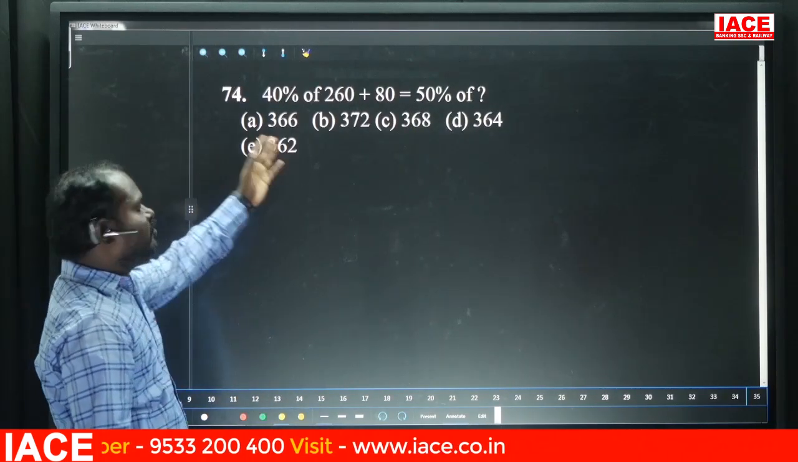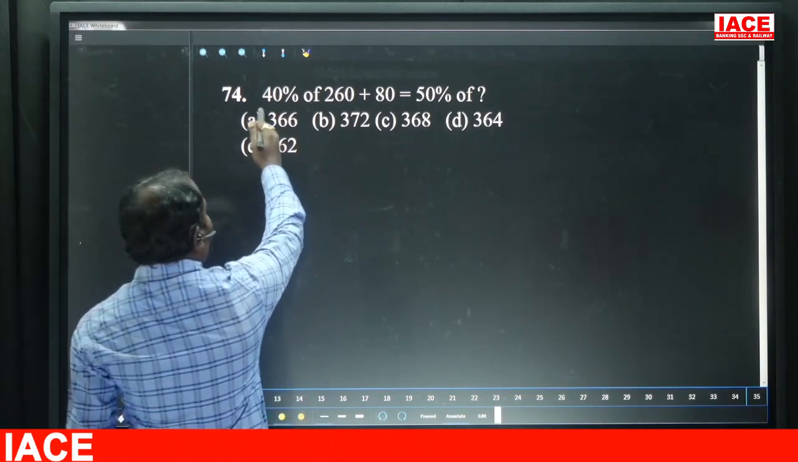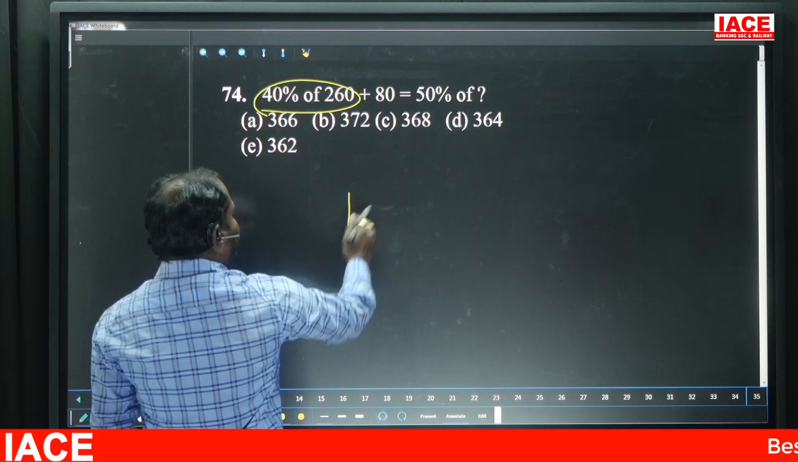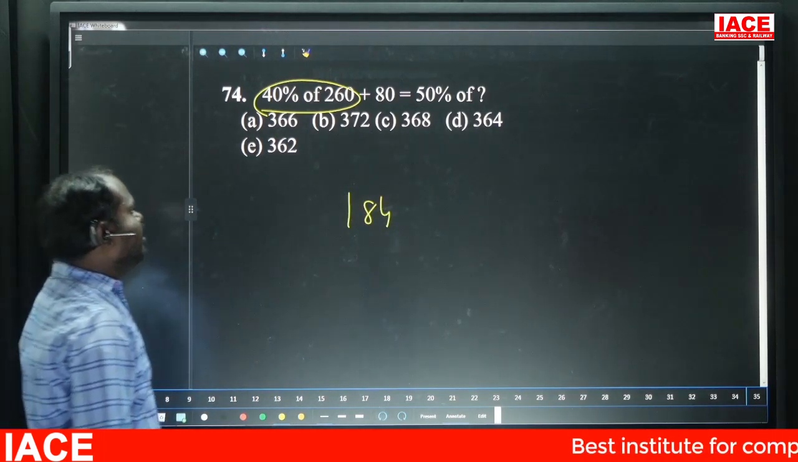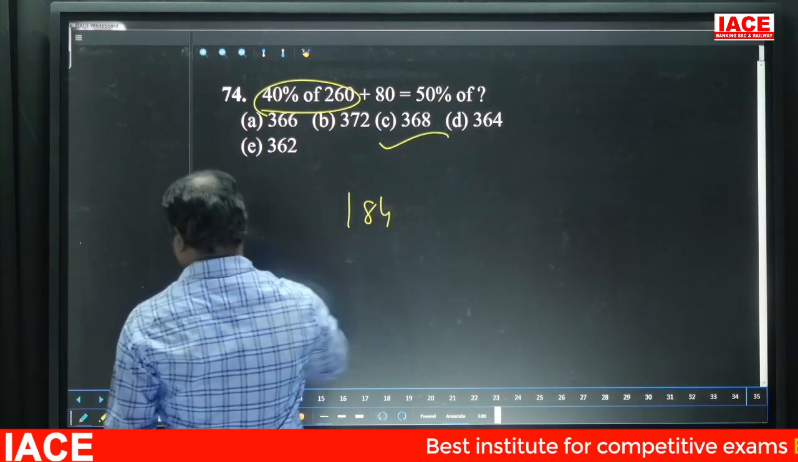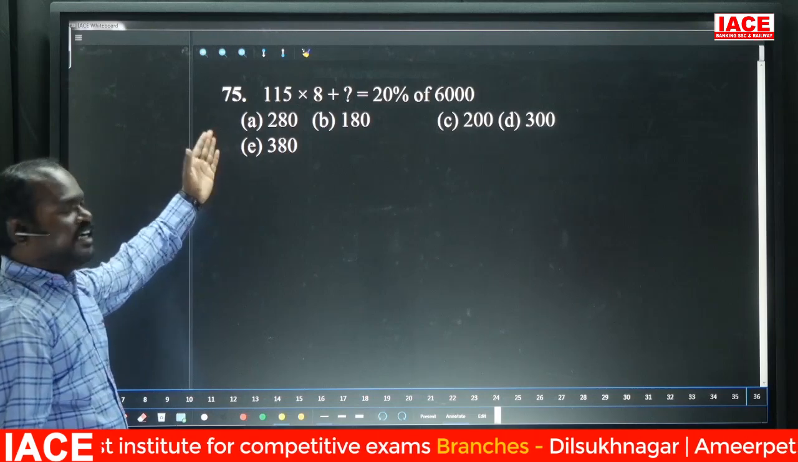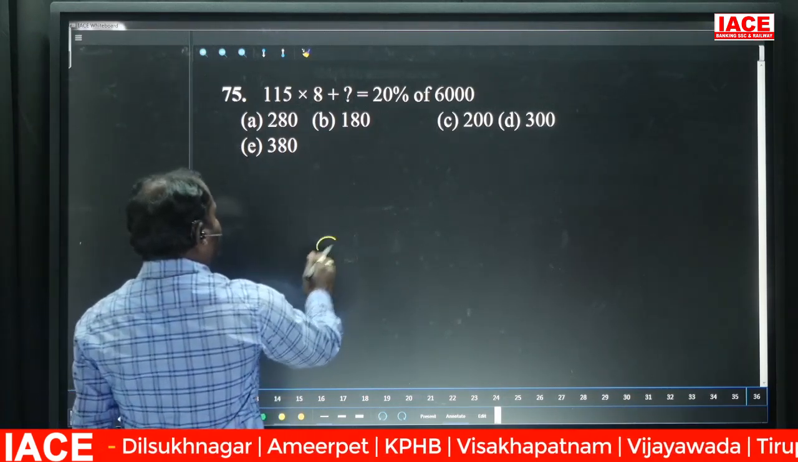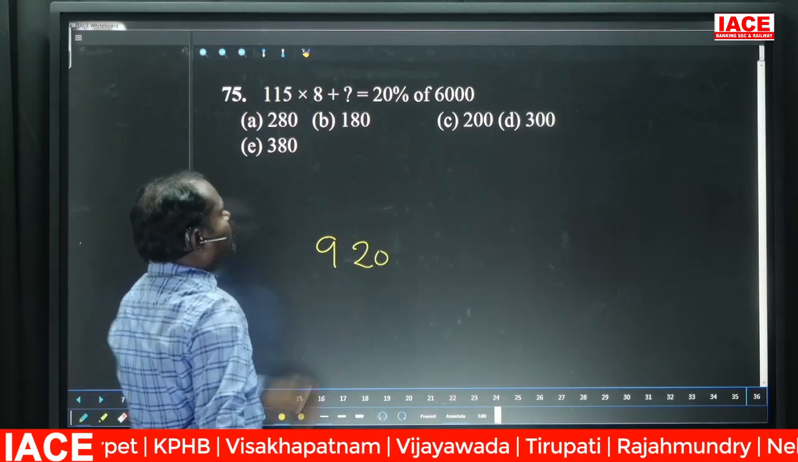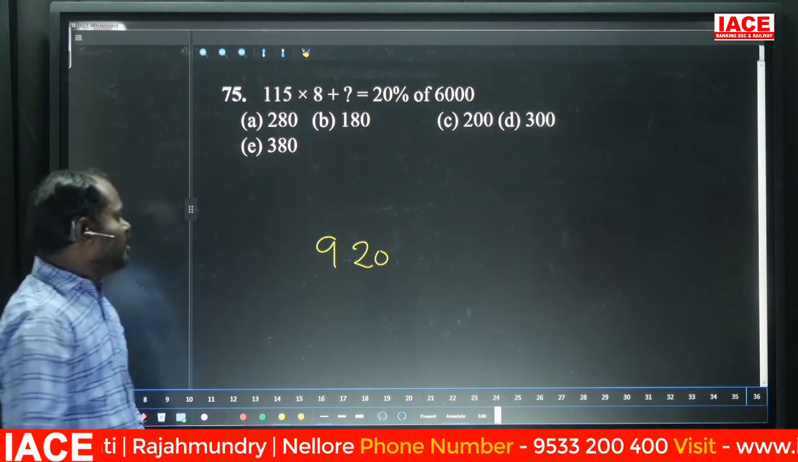40% of 260, 26 4 times, nothing but 104. It is 104 plus 80, 184. So 50% nothing but 1 by 2, 184 double, 368. 115 into 8, 8 times 800 plus 120, 920. 20% nothing but 1200. 1200 minus 920, 280.